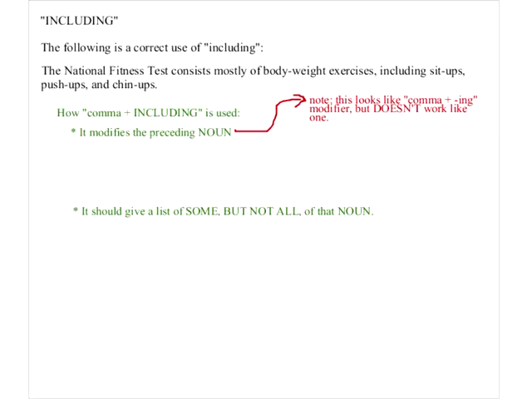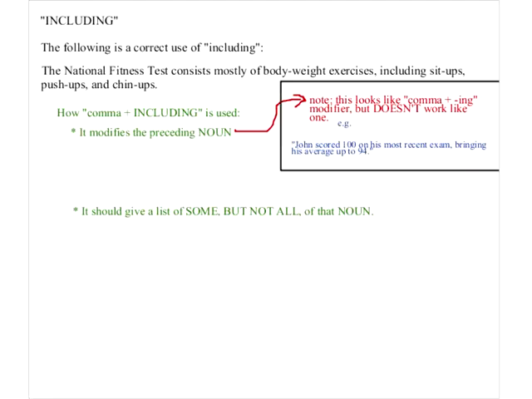If you say, John scored 100 on his most recent exam, comma, bringing his average up to 94. This is a correctly used normal comma ing modifier. The way this works is it modifies the whole clause, but not including. Including doesn't work like that.